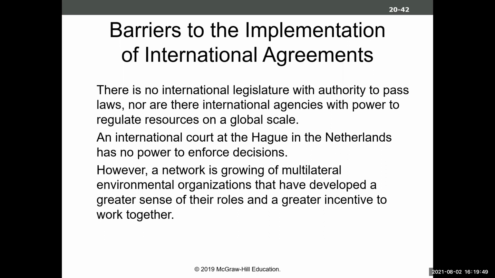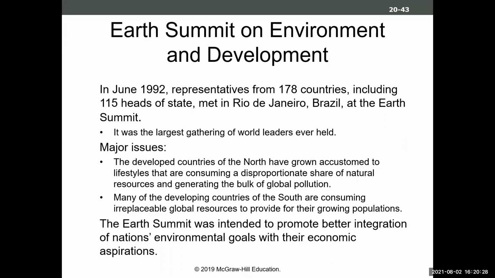So the issue that comes about, though, is that there's no international legislator to pass laws. There are no international agencies to regulate global laws, right? Each country kind of has their own thing. And so there are environmental organizations that are trying to grow networks, to be interconnected globally, to have a greater sense of working together and to try to help this international environmental issue.